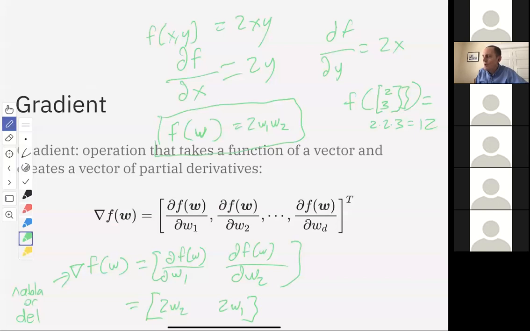We've applied it to f, and it has now given us a vector. So f takes a vector of length 2, and it returns us then a vector of length 2 whose values are themselves partial derivatives, which are functions. Okay. Why do we care about this?